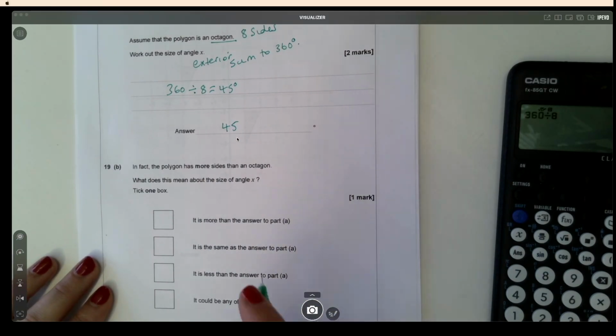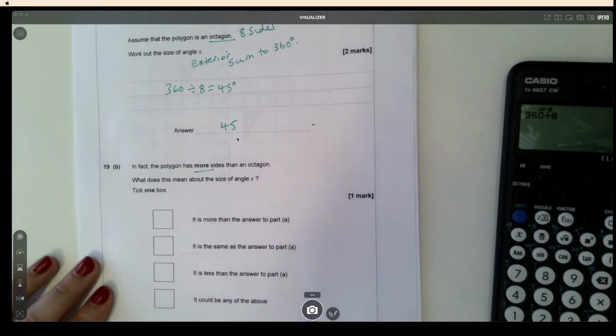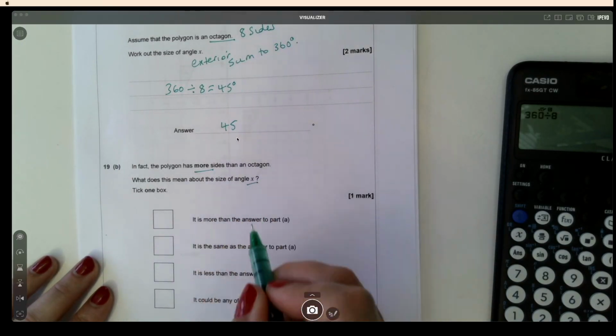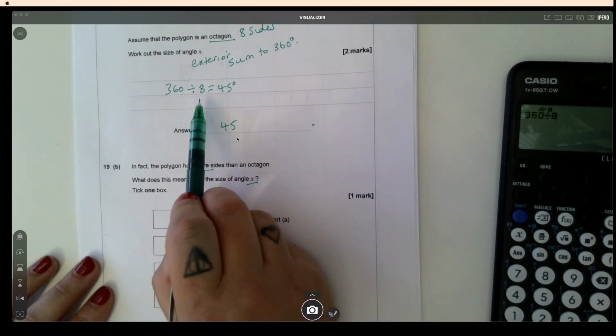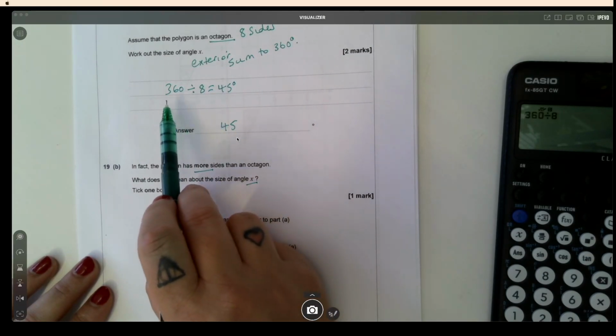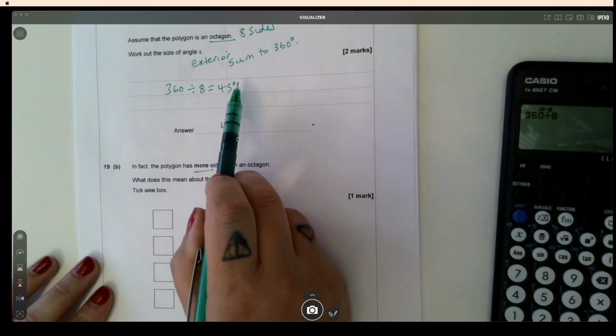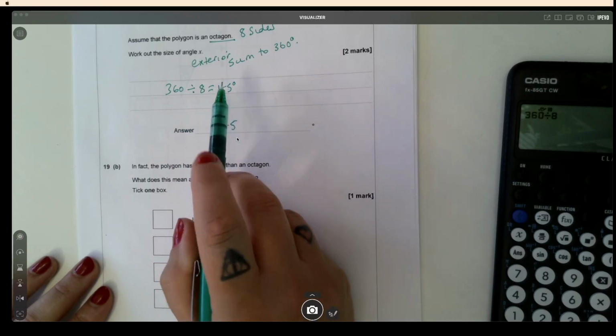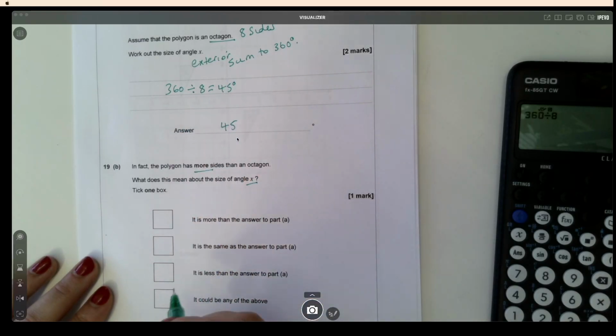19b. In fact, the polygon has more sides than an octagon. What does this mean about the size of the angle x? Well, that means that the number we're going to be dividing by is going to be bigger. So 360 divided by a bigger number. So this answer is just going to get smaller. So the answer will be less than the answer to part A.